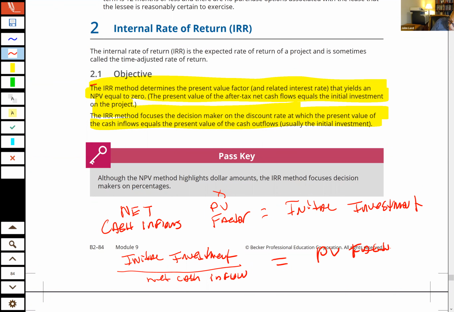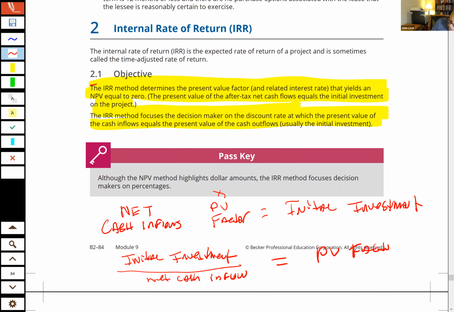And then you simply find the factor, the percent, the interest rate that is associated with the number of periods in that present value factor. That tells you the internal rate of return. And then you compare that to the hurdle rate. The hurdle rate is determined by the weighted average cost of capital, possibly. And if we are more than that hurdle rate, we take the project. If we're less than that hurdle rate, it's not meeting our minimum rate of return, we reject that project. Okay, so that's basically where we're going.